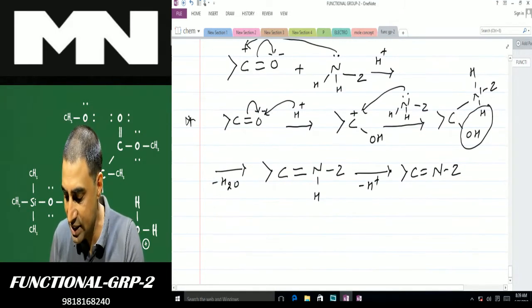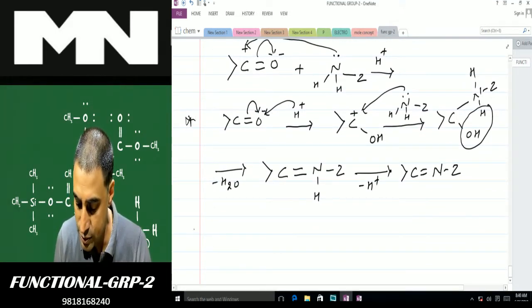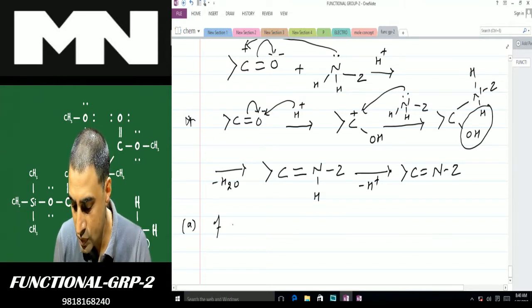Now we'll see the reactions in this part. First reaction we'll see is addition of hydroxylamine.